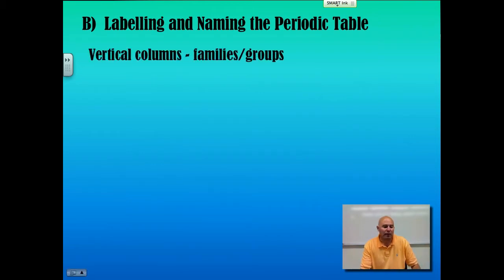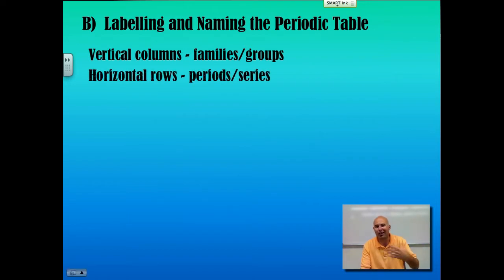Quickly, vertical columns going up and down on the periodic table are called families or groups. My periodic table in the room has group one, and you can see that on the top. That's not going to go away. Hopefully you can remember the name groups. You can also call them families, vertical columns. The horizontal rows are called periods or series. You can see on the bottom near number 57, it says lanthanide series. Lanthanum is the first element in that series. We also call them periods as well.